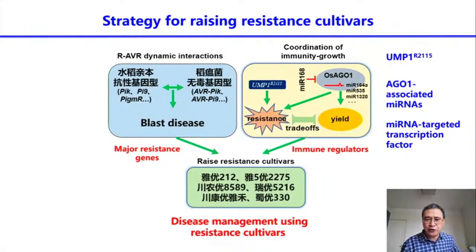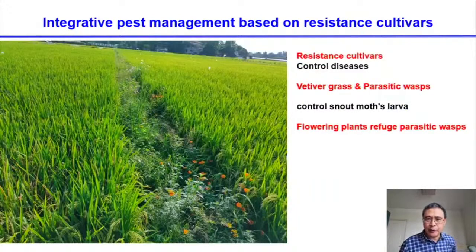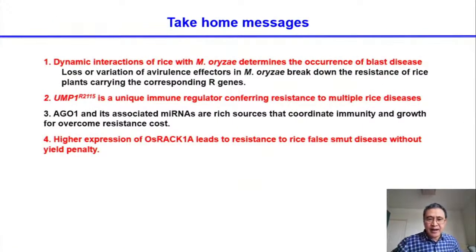I don't want to go into detail about this, but I want to say that white-wall grass and parasitic wasps are used to control insects, and flowering plants serve as a refuge for parasitic wasps. So this is really ecological control for disease and insects. So finally, the take-home message.